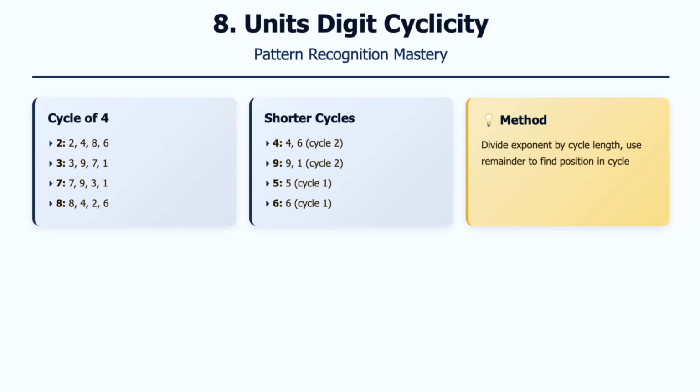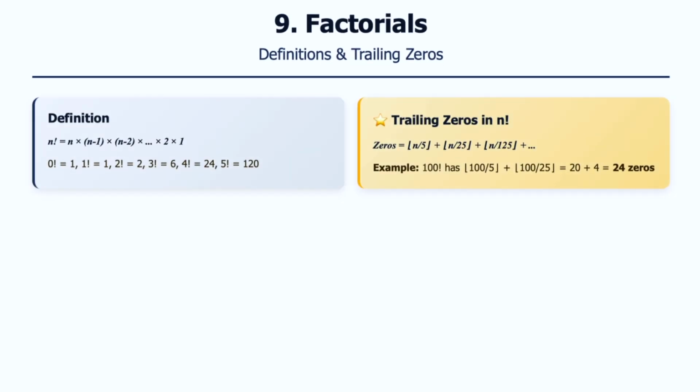Simple and elegant. Finally, factorials. N factorial is n times n minus 1, all the way down to 1. Remember, 0 factorial is 1, and 1 factorial is 1. A classic GMAT question asks about trailing zeros in n factorial.